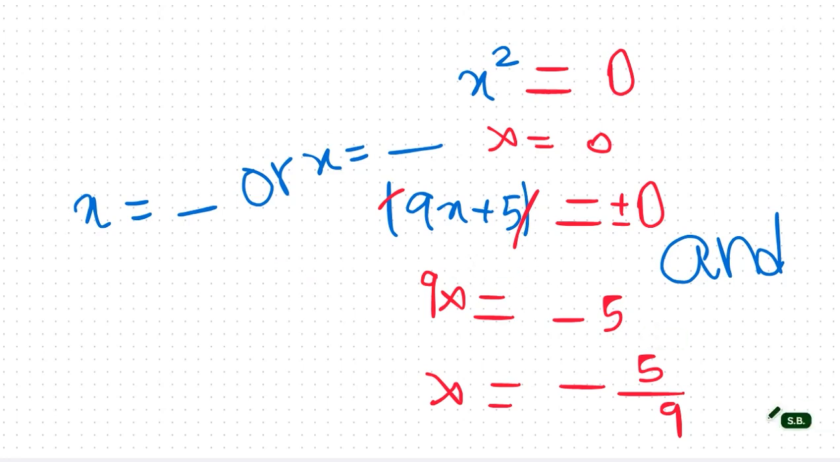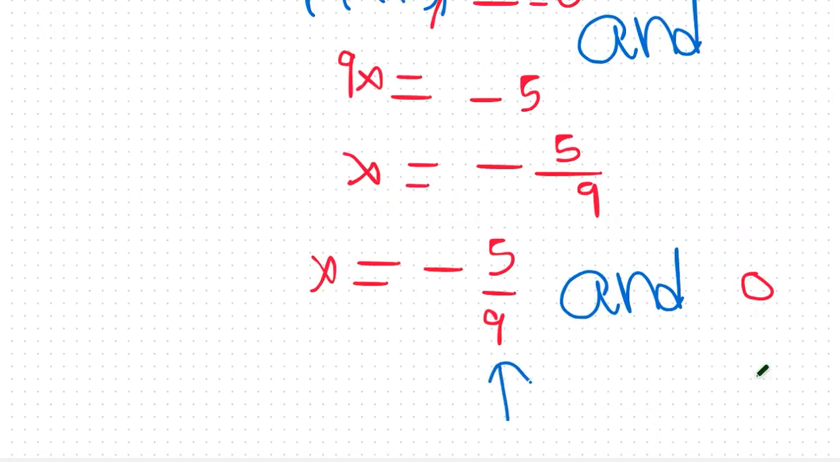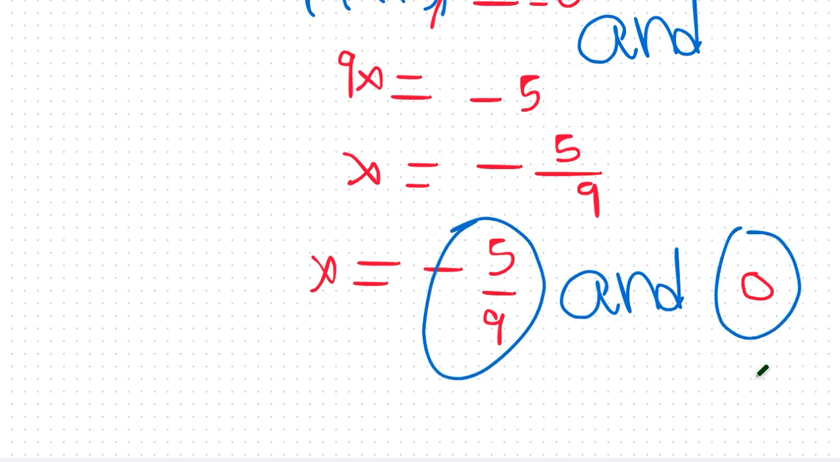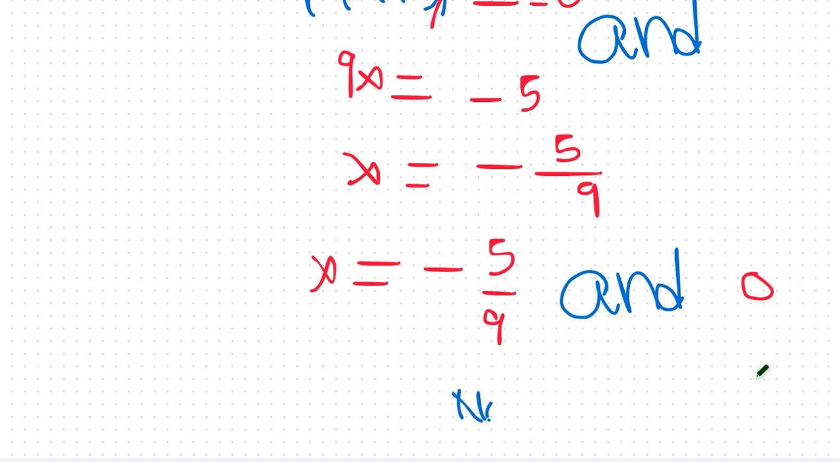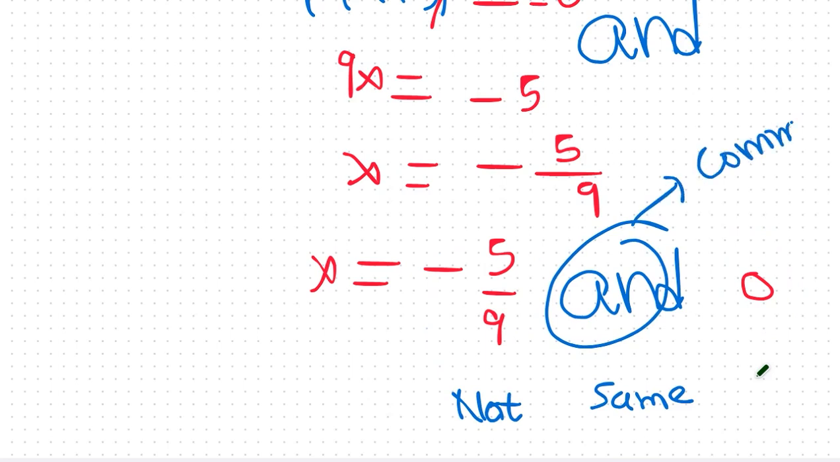In the proofs also you might have come across the conjunction. Can you use this as well? So x is equal to this and 0. X cannot be both. They are not the same, right? Not the same. And means common.